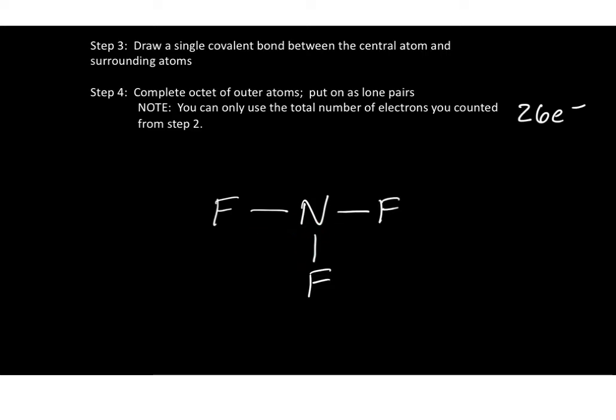And now I'm going to start completing the octets of the outer atoms. So 6, 8, 10, 12, 14, 16, 18, 20, 22, 24. Okay, so I've now put in the electrons on the outer atoms, each one of them. This fluorine has 2, 4, 6, 8. 2, 4, 6, 8, 2, 4, 6, 8. So my outer atoms are complete, and I've used 24 of my 26 electrons to do that.